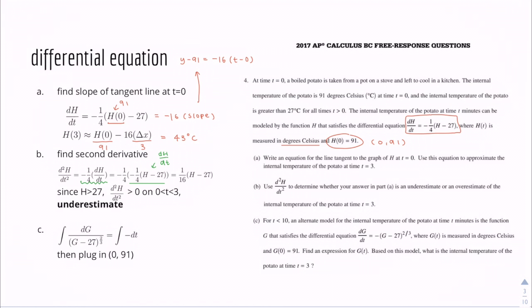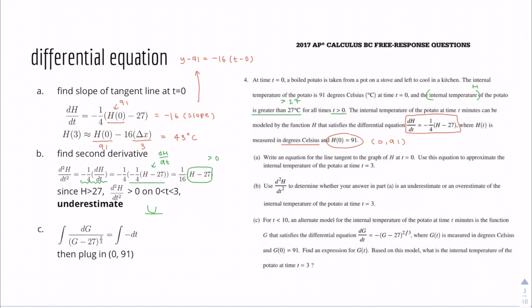The question also tells us that the internal temperature of the potato is greater than 27 degrees Celsius for all times t greater than 0. The second derivative of H(t) will also be greater than 0, for H minus 27 will always be greater than 0 on the interval between 0 and 3. This tells us that H(t) is concave up, which means that the tangent line is below the curve, and thus the answer in part A is an underestimate.